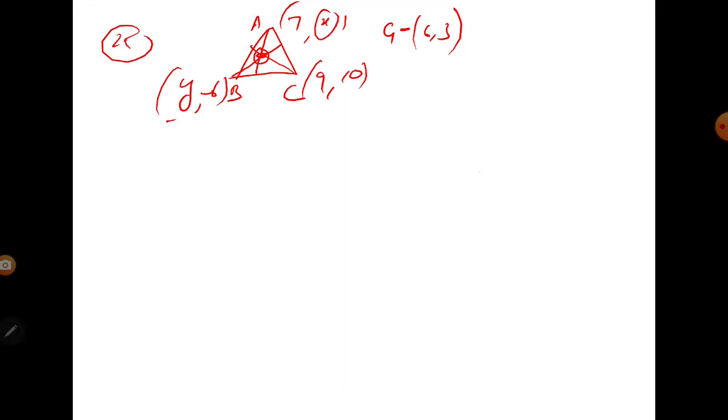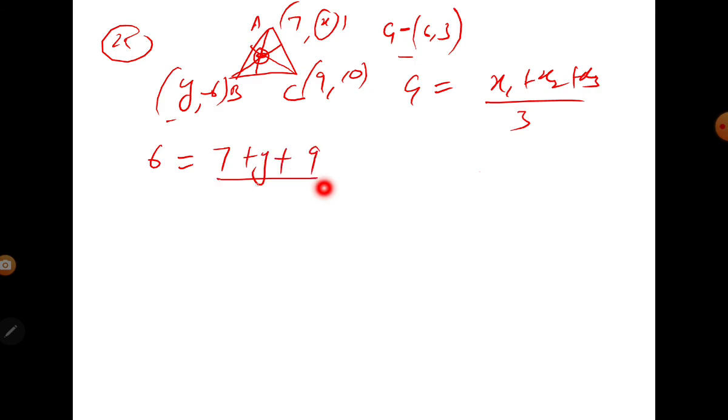Again, we'll apply the centroid formula. So how can we find this G? G is x1 plus x2 plus x3 upon 3 for the x coordinate. So its x coordinate is 6. So 6 equals 7 plus y plus 9 upon 3. This is your x coordinate. So 6 threes are 18. 9 plus 7 is 16. 18 minus 16 is 2, so y is 2.